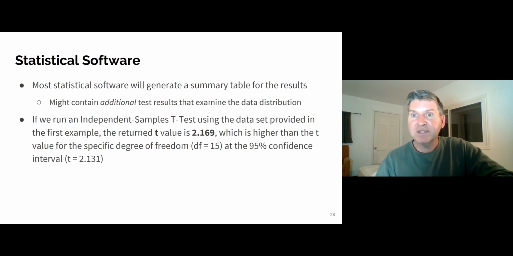And the 95% confidence interval, we get 2.131. And remember, ours from our study is greater than the 2.131. This implies that we would reject the null hypothesis because we have a value that's greater than what we would see at the 95% confidence interval. 95% confidence interval means P equals 0.05.